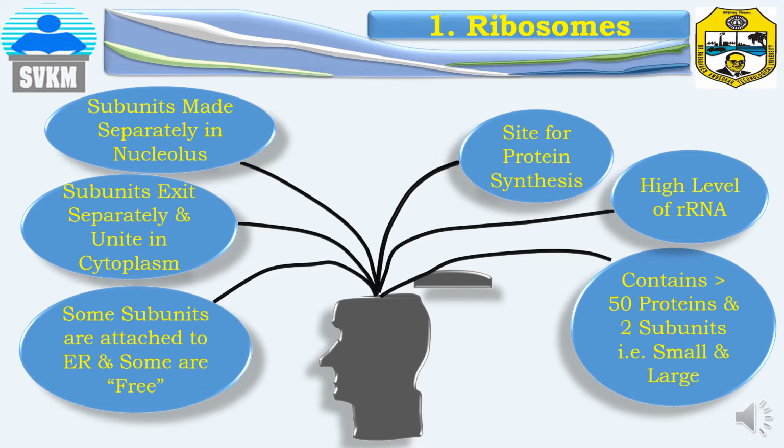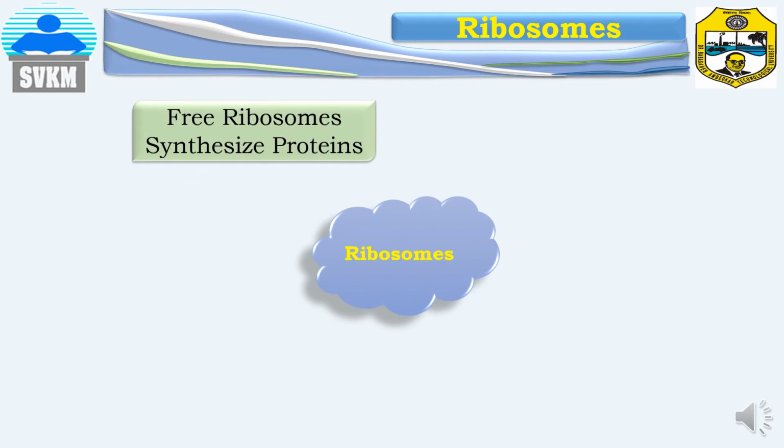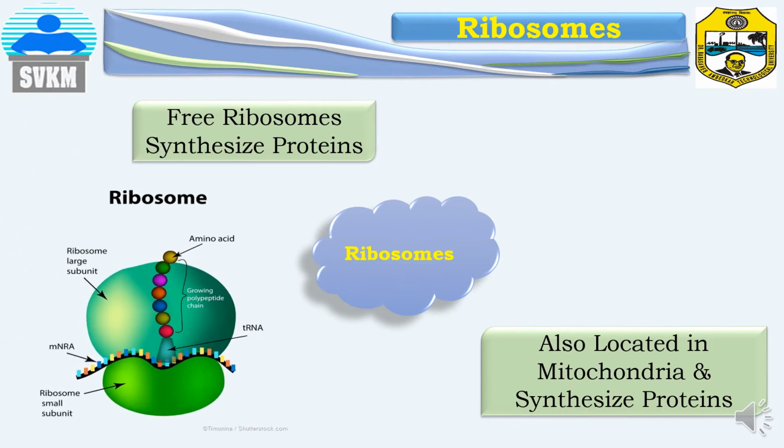Some subunits are attached to the plasma membrane, or particularly to the endoplasmic reticulum, and there are some subunits which are free in nature. The free ribosomes synthesize proteins, and there are some ribosomes which are also localized in the mitochondria, where they synthesize the mitochondrial proteins. As you can see here, in the structure of the ribosome, the upper larger part is called the larger subunit, and the smaller part is called the small subunit of the ribosome.